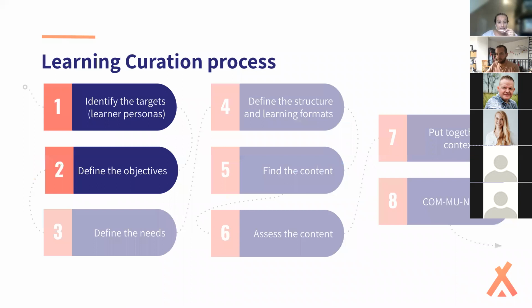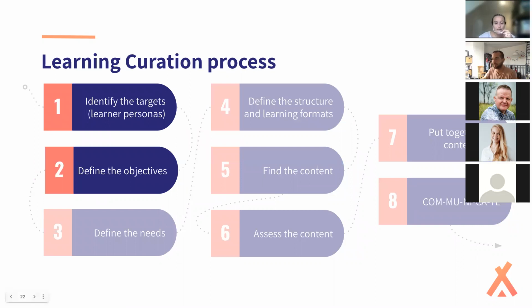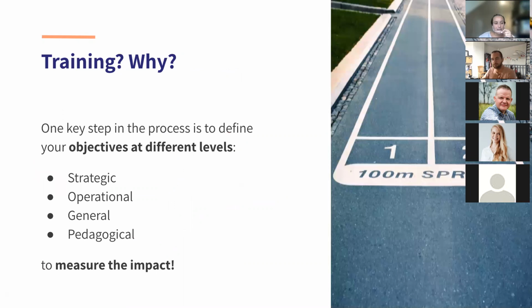So the next step is also very key. It's to make sure that you identify and define the objectives of your learning program. And actually at Myskillcamp, we identified, but it's not a secret, I think Arthur did also, four different levels of objectives. The first one is more strategic, related to the company, at a company level.